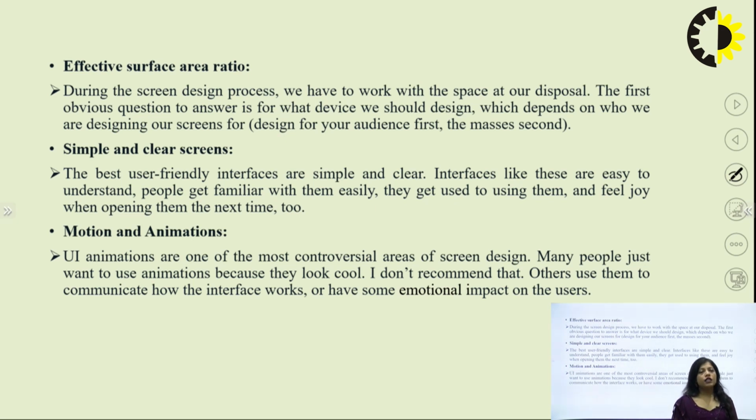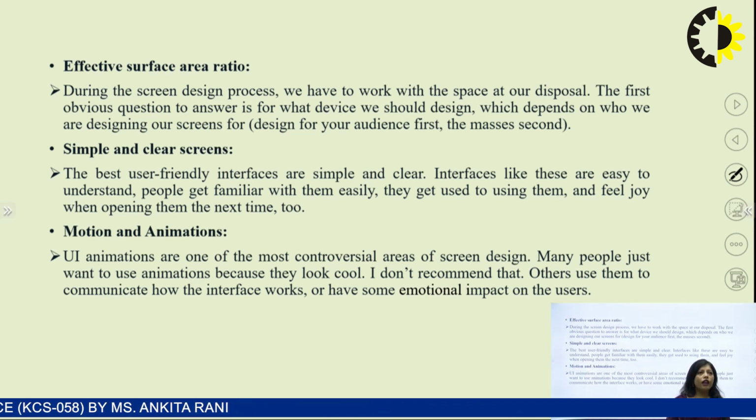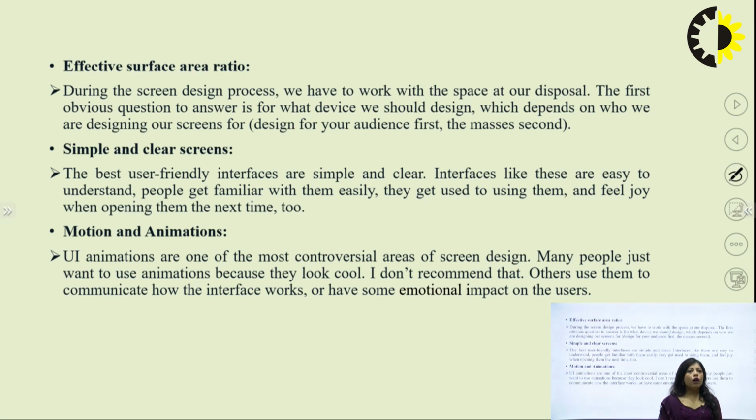The first obvious question to answer is for what device we should design, which depends on who we are designing our screens for. Design for your audience first, the masses second. So when we are designing, the first question which comes to our mind is for what device we should design. For example, the mobile phone has a small screen. But when we are talking about the laptop and desktop, the screen size is bigger as compared to the mobile. So the screen designer first knows for what screen they are designing. For mobile, they use small icons and follow the parameters of the mobile device, and for the laptop or desktop they use bigger icons, bigger elements, and follow the parameters of the laptop or desktop.